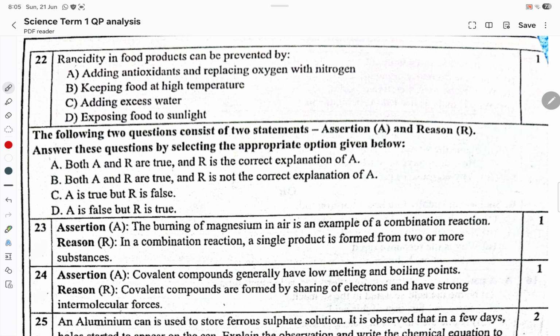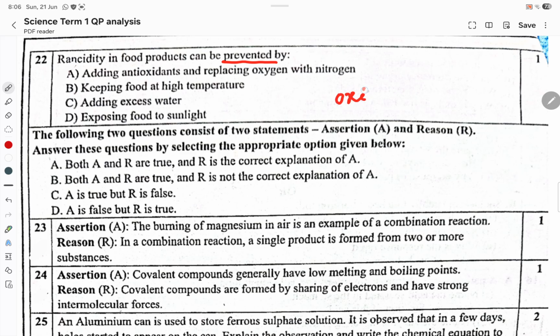Rancidity in food products can be prevented by. It's a very easy question. Most of you, I think, have come across this question many times. Anyway, let's see what options are given over here. Rancidity in food. Rancidity means what?